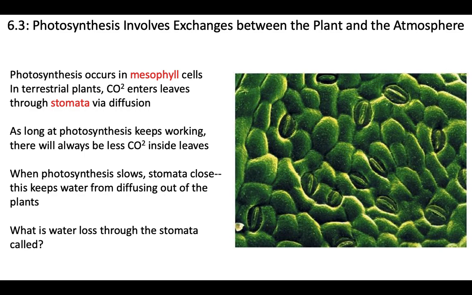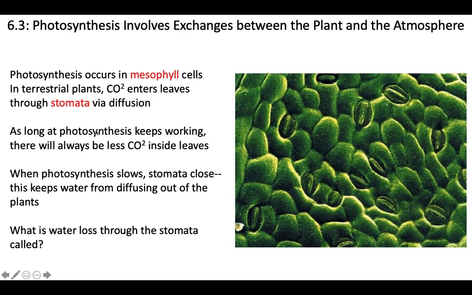Photosynthesis, as hopefully you already know, involves exchanges between the plant and the atmosphere. So the climate of the environment is heavily going to dictate the types of plant species that can grow in it. Also, hopefully review, photosynthesis occurs in mesophyll cells in terrestrial plants. We're going to talk about how aquatic plants deal with their environments. And carbon dioxide enters leaves through stomata via diffusion. Those are stomata there. They're basically holes in plant leaves.